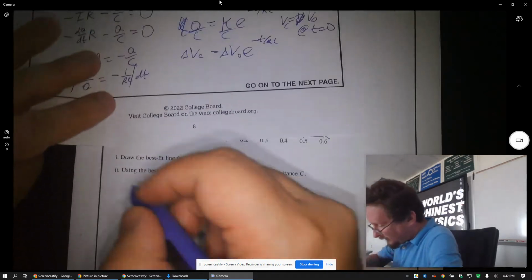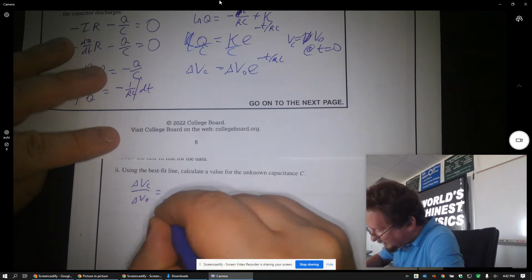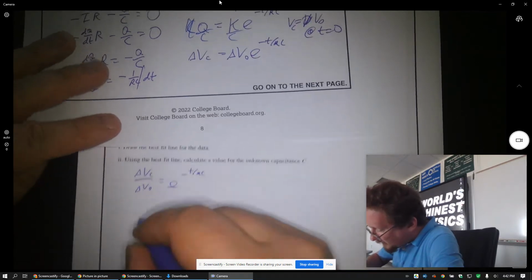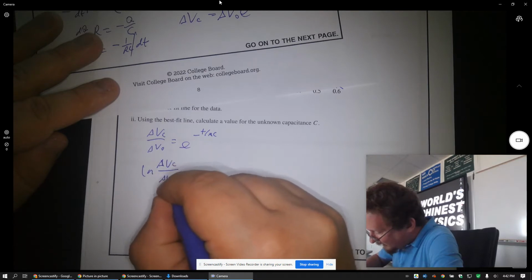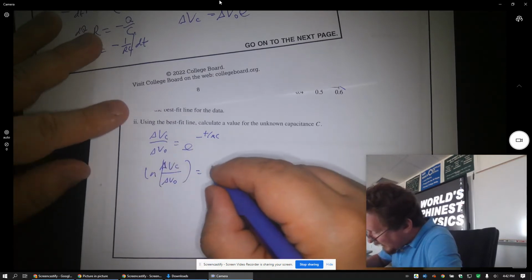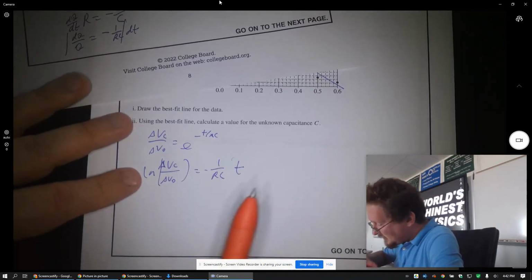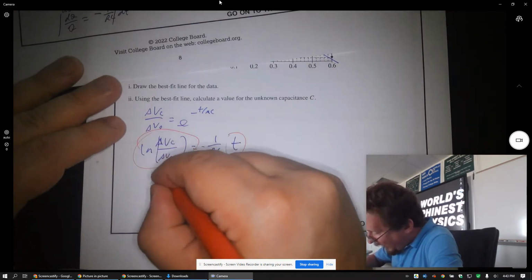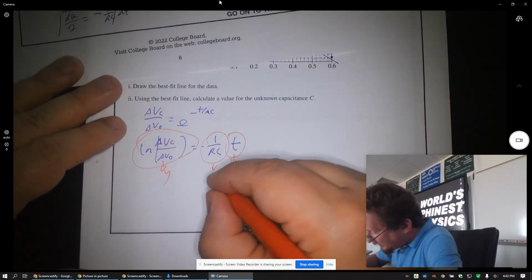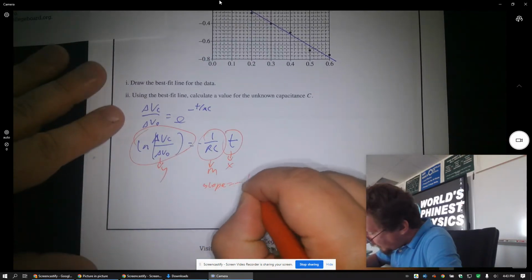I just proved this. So if I say delta VC over delta V naught is equal to e to the minus t over RC, then natural log of delta VC over delta V naught is going to equal negative 1 over RC times t. So, let's change colors here. This is the X. This is the Y. That is the slope, which is negative. So the slope is negative 1 over RC.